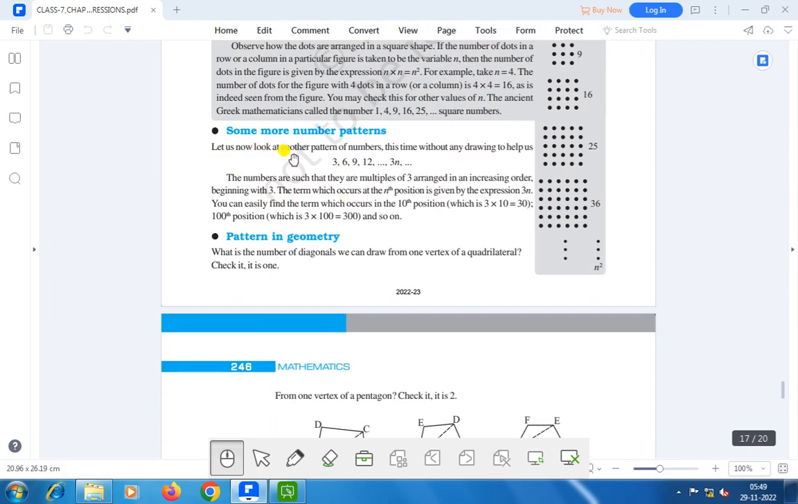Let us now look at another pattern of numbers. This time without any drawing to help us. 3, 6, 9, 12, 3n. The numbers are multiples of 3 arranged in ascending order, beginning with 3. The term which occurs at the nth position is given by 3n. You can easily find the term which occurs in the 10th position, which is 3 into 10, that is 30, the 100th position, that is 3 into 100, and so on.